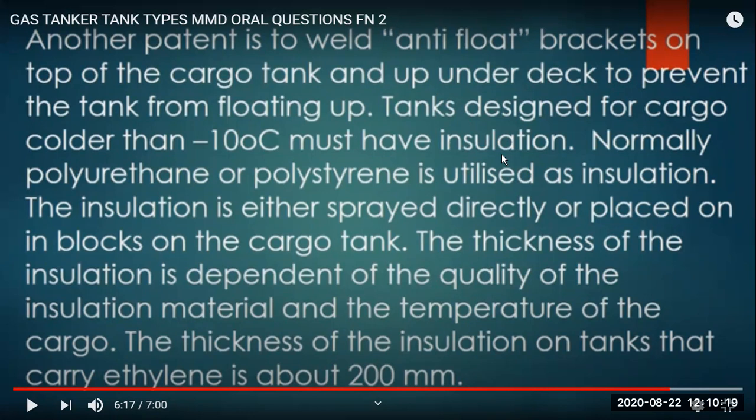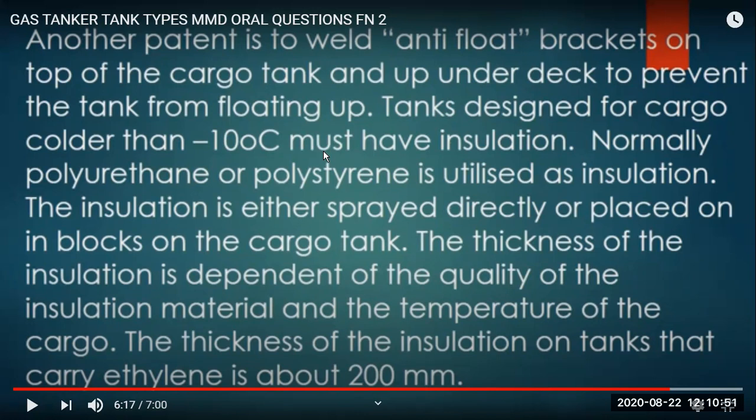So tanks designed for cargo colder than minus 10 degrees centigrade must have insulation. But generally, because we are carrying pressurized cargo, it will be at ambient temperature only. But if it is semi-pressurized and you need to carry cargo colder than minus 10 degrees centigrade, then of course we need to have insulation. Normally in a thermos at home, we have insulation to keep anything hot or cold at its temperature. So if the cargo is minus 10 degrees centigrade, very cold, we need insulation.